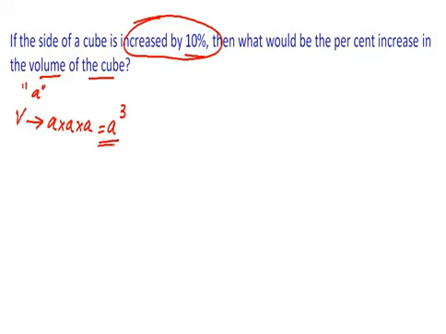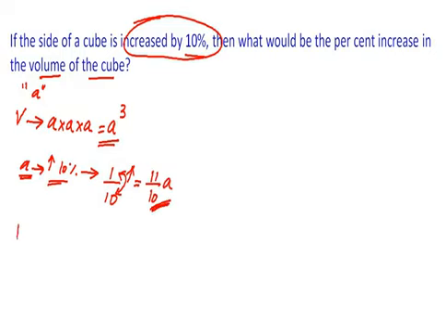Now what is happening as per the question? The side A is increased by 10%, right? So what is the fractional equivalent of 10%? 1 upon 10. And what is the equivalent fraction of increase in 10%? We'll have to add the numerator and denominator and make it as the new numerator. So 11 upon 10 A, right? The old side A now becomes 11 upon 10 A, right?